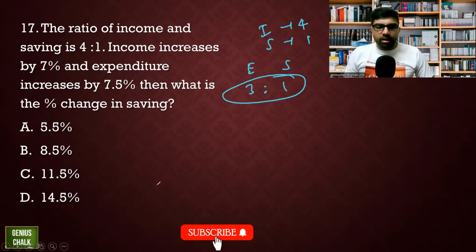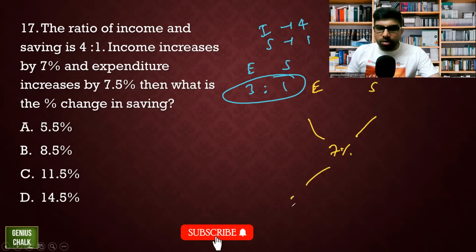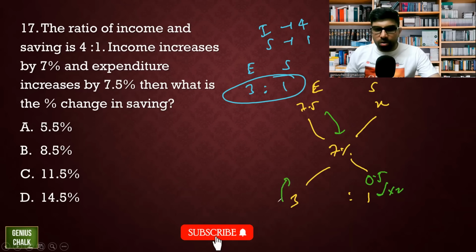Next, income increases by 7%. Let's apply allegation here. Income increases by 7% in the middle. Expenditure and saving, the ratio is 3:1. Expenditure increases by 7.5. And percentage change in saving we can find. So here you can use directly that 7.5 minus 7 is 0.5. It is getting double.